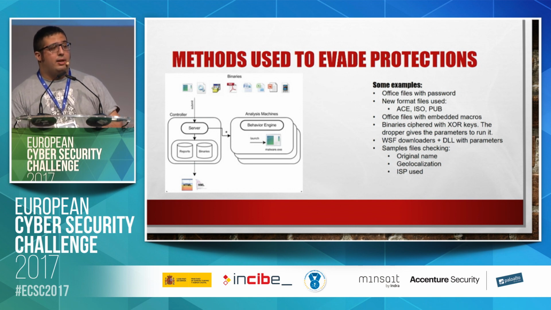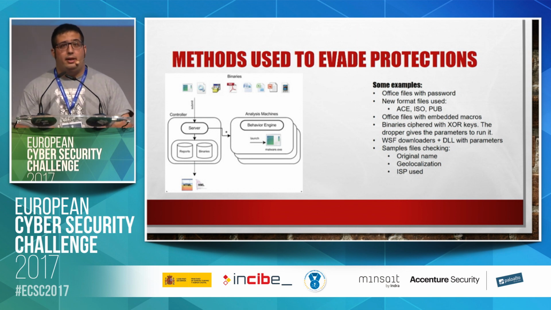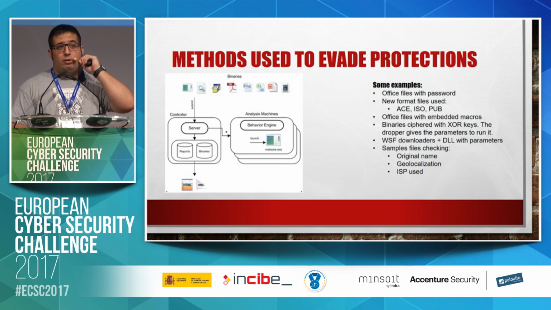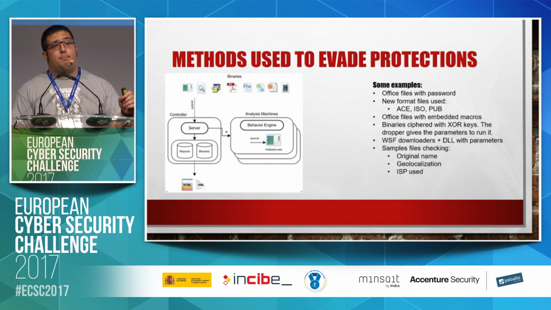So they know that the companies are applying these devices inside the network, so they put a simple method that is to protect the Office file with a password, and they also include the password in the same email, so the people that receive the email can open the file, and the email says, hey, you want to see the content, copy and paste this password inside the dialog box and open the document.